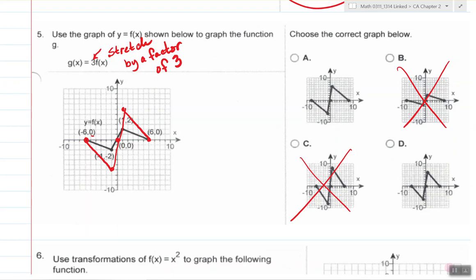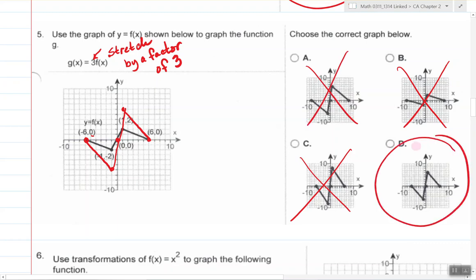Both of the graphs, A and D, show a vertical stretch by a factor of 3, but A also shows a horizontal stretch, where instead of only going out to 6, it's going out to maybe about 8 or 9. So it's not this one, so my choice is D.